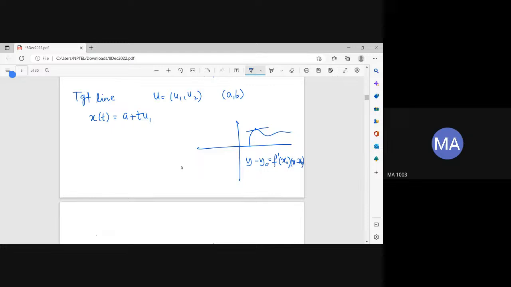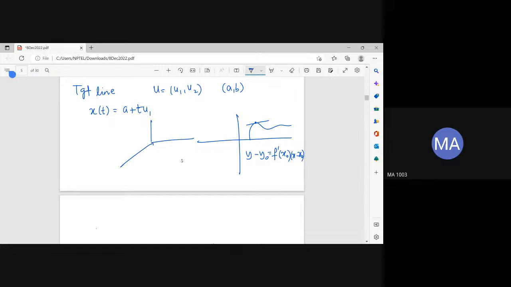Correct. When it comes to two variables, if you have a function of two variables, you're going to have a surface. The graph of the function is going to be a surface. So when I talk about tangent, it's going to be a tangent plane, right? At one point, if I'm trying to look for a tangent, there are infinitely many directions. But ma'am, in 3D, for finding a tangent line we need direction ratios and direction cosines as well. No, these are the direction ratios, u1, u2, and the directional derivative at (a, b) in the direction (u1, u2). Okay.